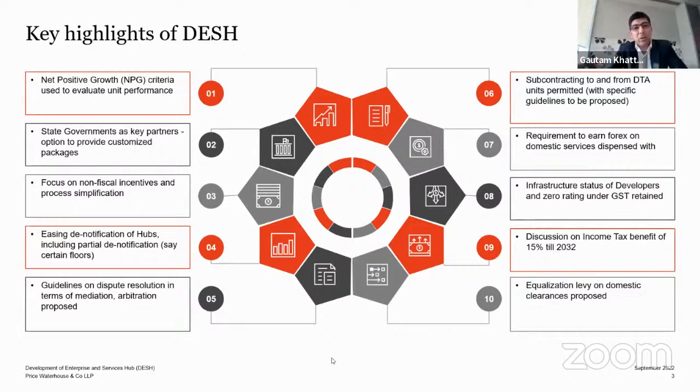With this background, I'll pass on to my colleague Rahul to give you some live examples of how this would pan out when we look at different segments, from a developer to a manufacturing unit to a service unit. Rahul, over to you.